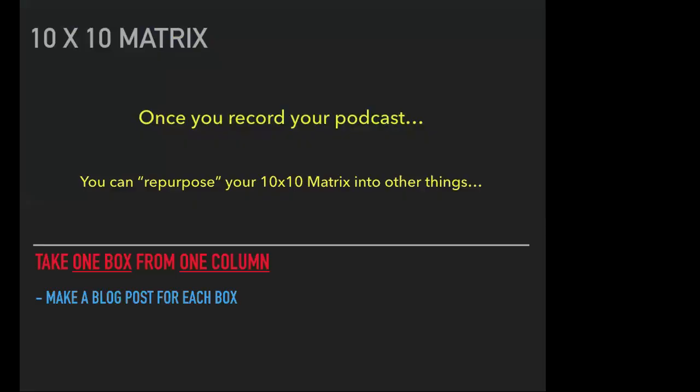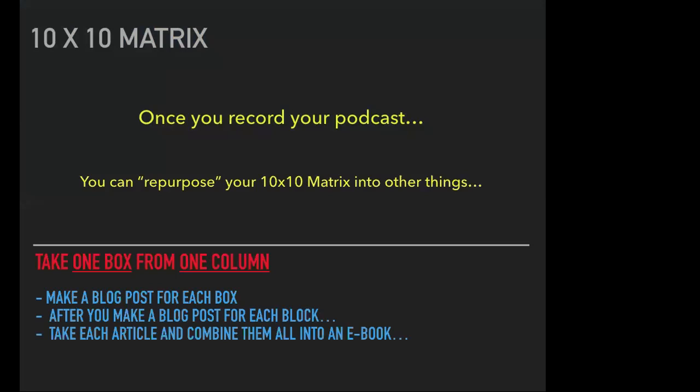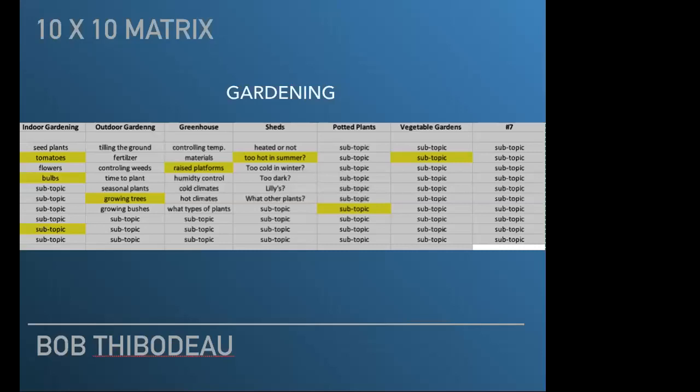Each little box represents a blog post. And the blog post has its own advantages, which I'll get into in a minute. But after you make the blog post for each block, then once you have those blocks filled, you can take each article and combine them all into an ebook on indoor gardening, right? You've got the podcast episode that goes with it. Now you have a blog post that goes with each column. You just take each one of those articles and combine them all into an ebook.